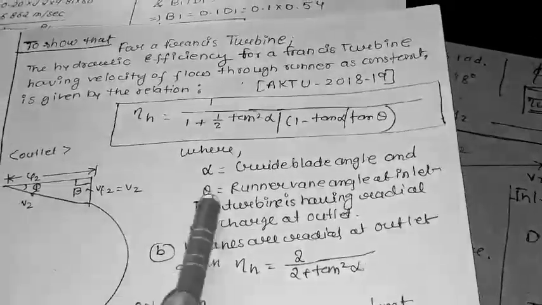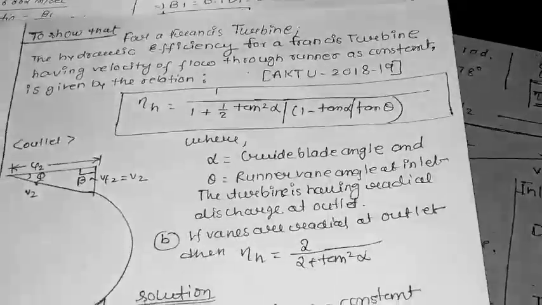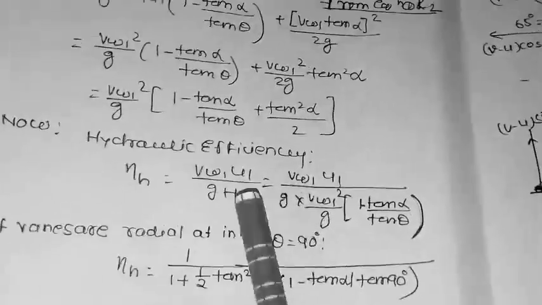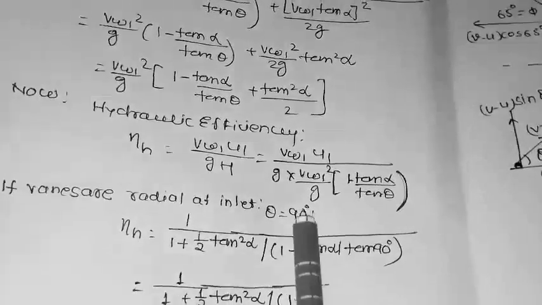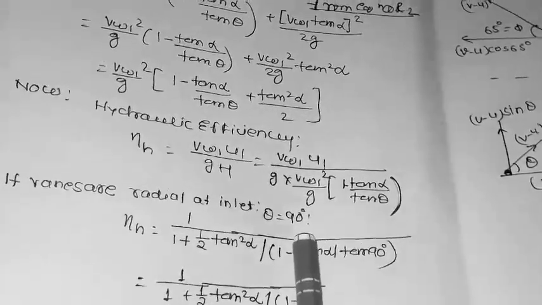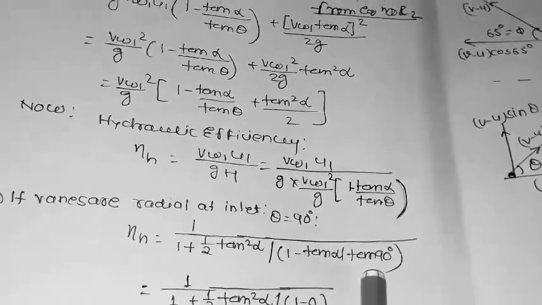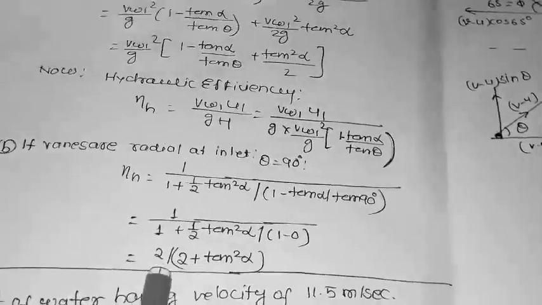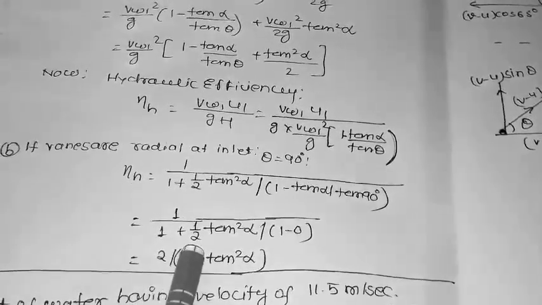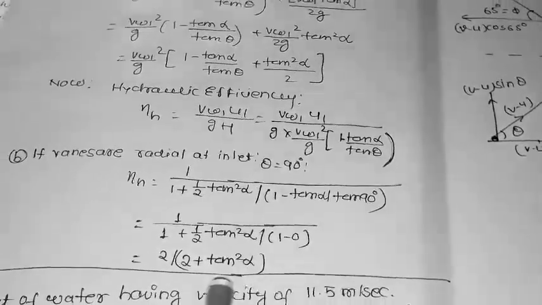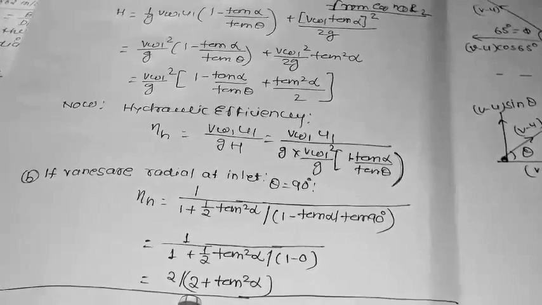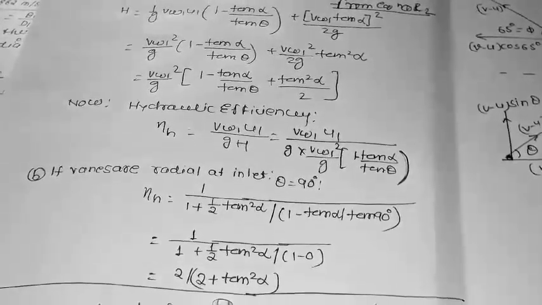Actually, the hydraulic efficiency expression is now proved, okay. If this is proved, then for radial, what do we have to do? We put theta is equal to 90 degree. Then what happens: 1 upon 1 plus 1 by 2 tan square alpha into 1 minus 0, then the hydraulic efficiency becomes 2 upon 2 plus tan square alpha.